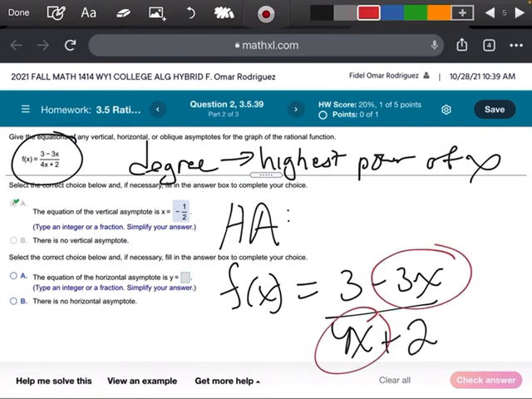Okay, so when I look at my problem, f of x equals 3 minus 3x over 4x plus 2, the powers of x that I'm looking at are this one here and this one here. And so they both have x to the power 1s because they're just x's, right? So when I don't see a power, the power is understood to be 1.